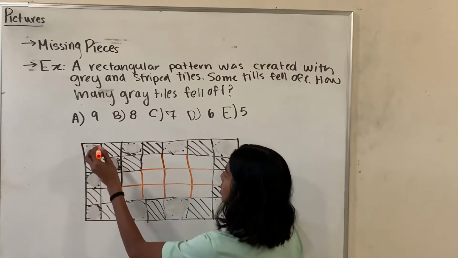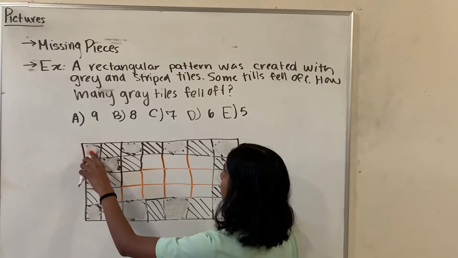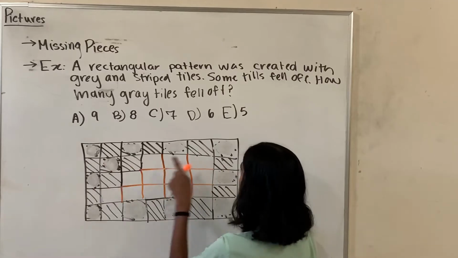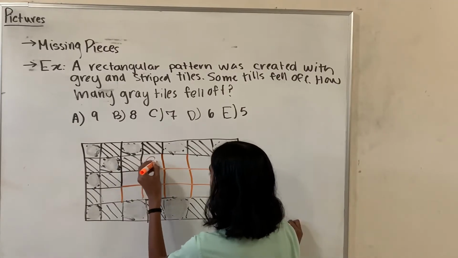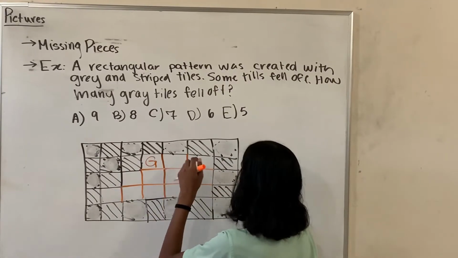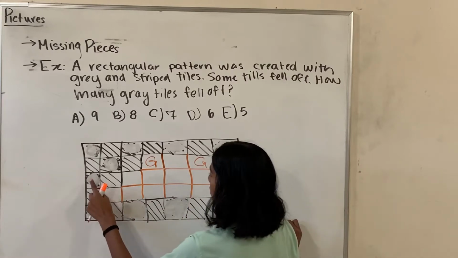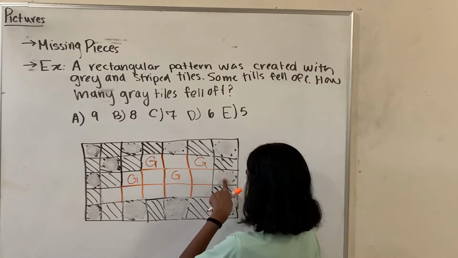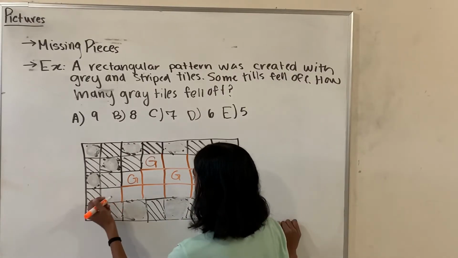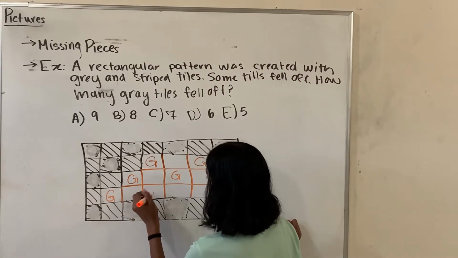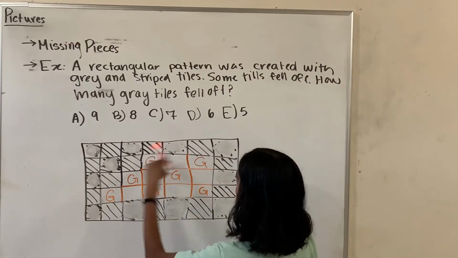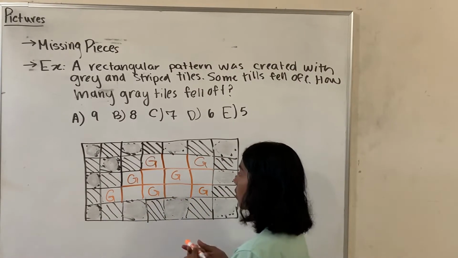On these, we notice that there's a pattern. It alternates between gray things. So we know that this is going to be gray, this is going to be stripes, this is going to be gray. Since this is gray, this is going to be gray, this is going to be gray, and this is gray. This is striped, so this is going to be gray, this is going to be striped, gray, stripes, gray. So these are all our gray ones that we're missing, the ones with the orange sheet.